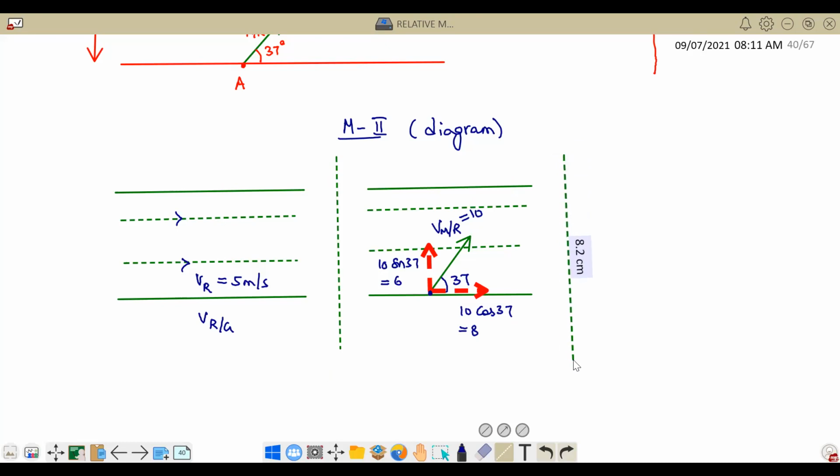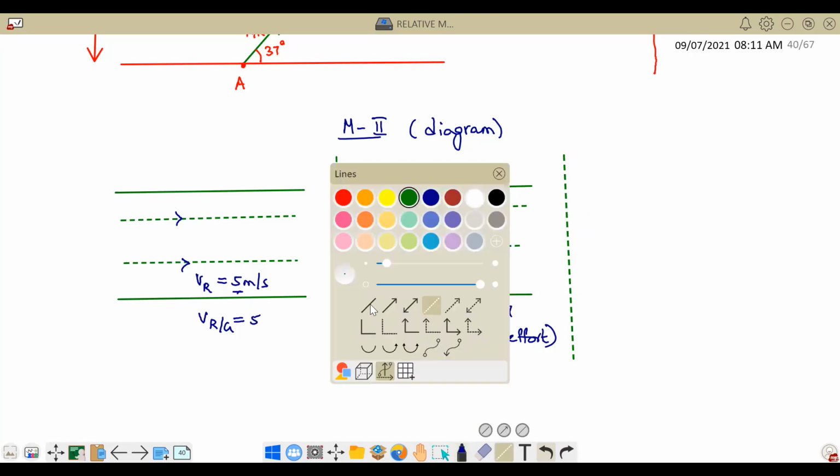now see here, when he is swimming in the river, in x direction, his effort is how much? His effort in this direction is how much? 8 meters per second. But in that direction, the river is also flowing with 5 meters per second. So total 13 meters per second. Yeah, that is what you have to get.